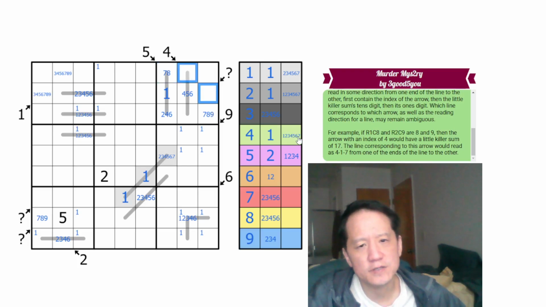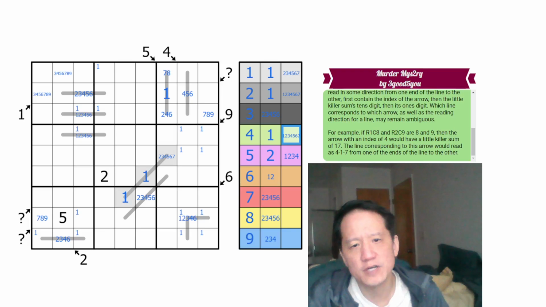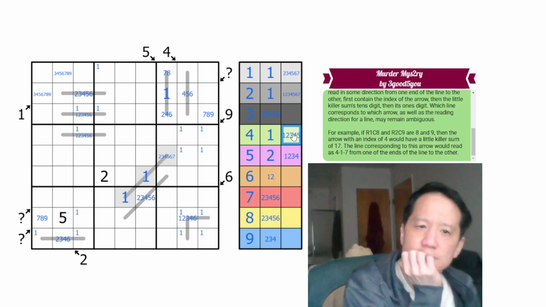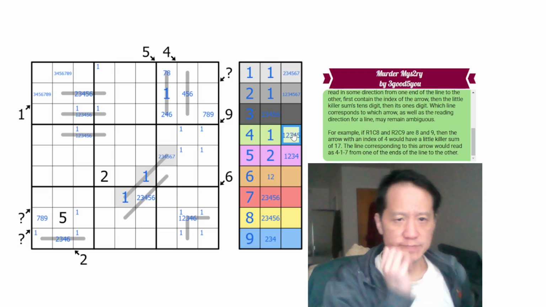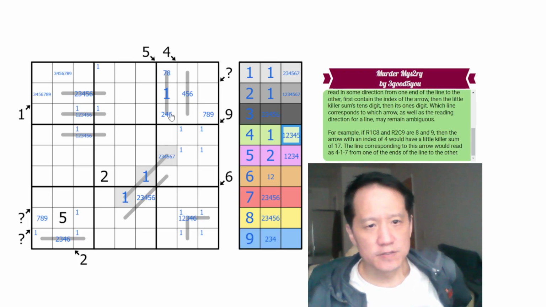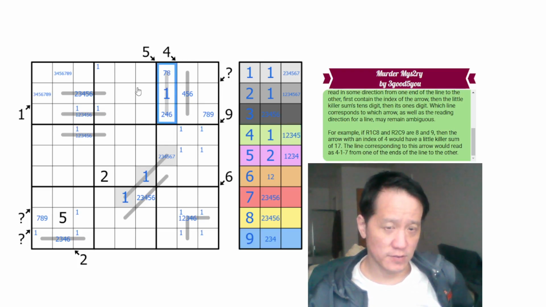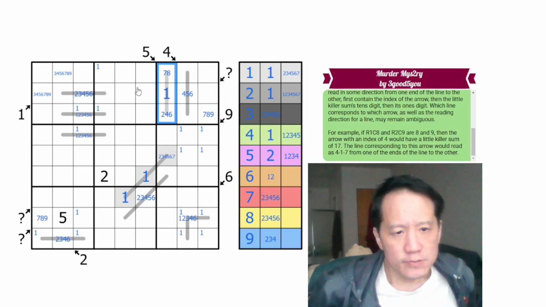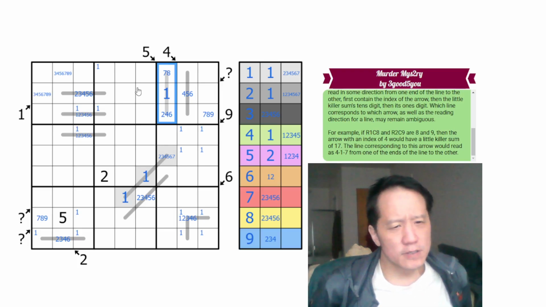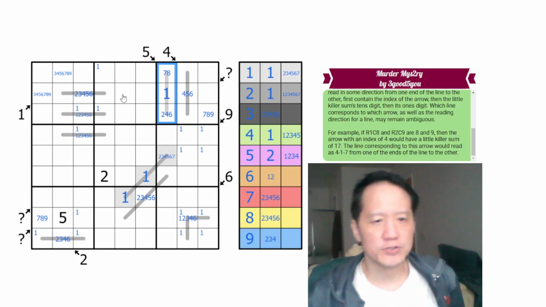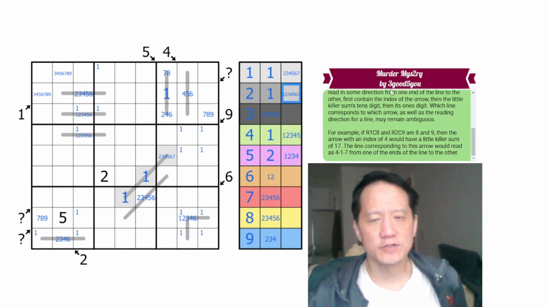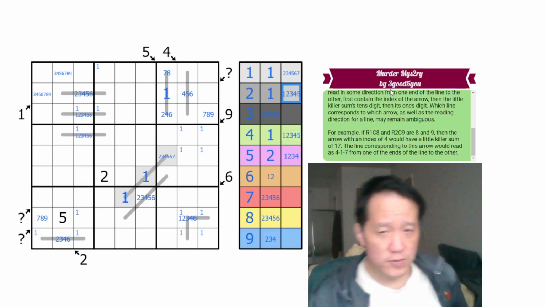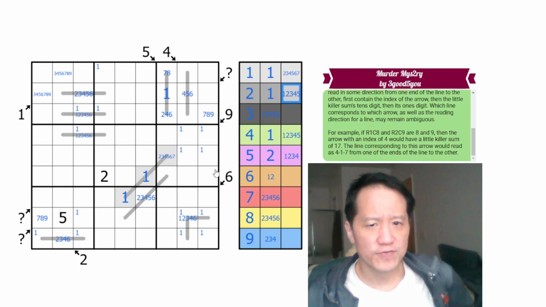So this is at 7. 4 is at most 1 through 5. This is 2, 4, or 6. 2 is also at most 15. So this is also 1, 2, 3, 4, 5.